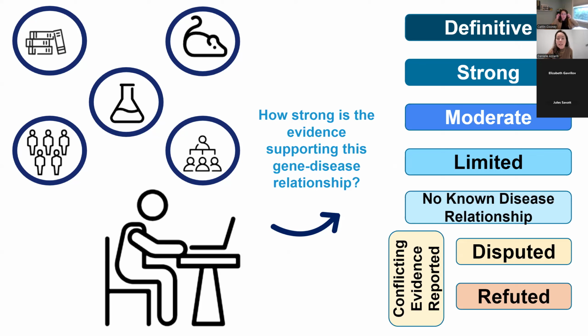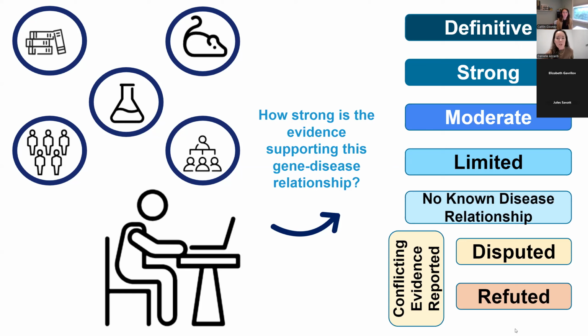If there's conflicting evidence related to that gene's impact on disease, it would likely receive a classification that you see at the bottom of disputed or refuted, meaning that there's evidence that suggests the particular gene is not associated with a particular disease. So what do we do with these classifications, or what do we hope the medical and genomics community at large does with these classifications?